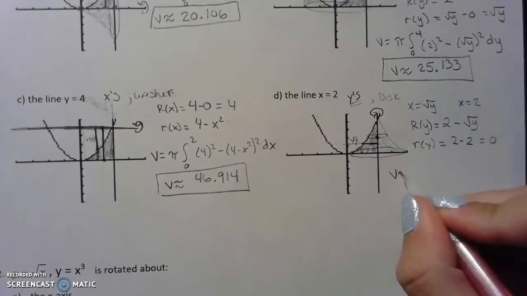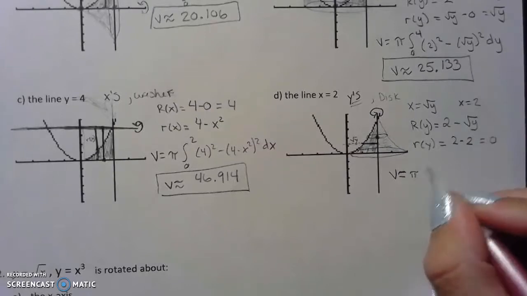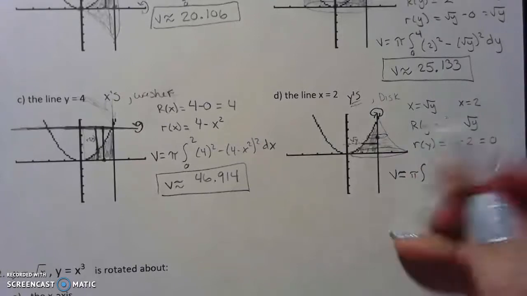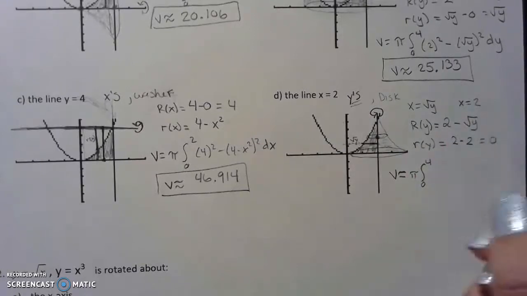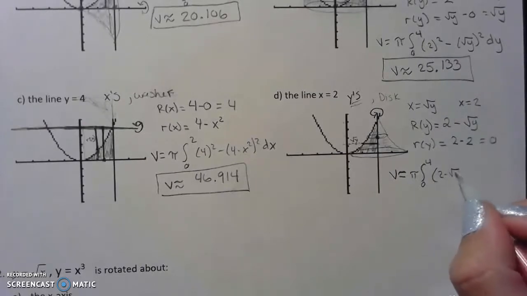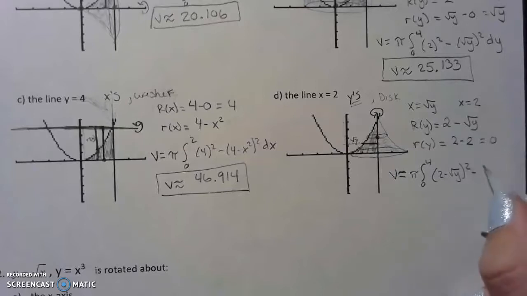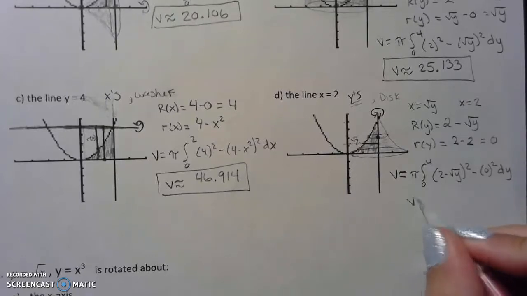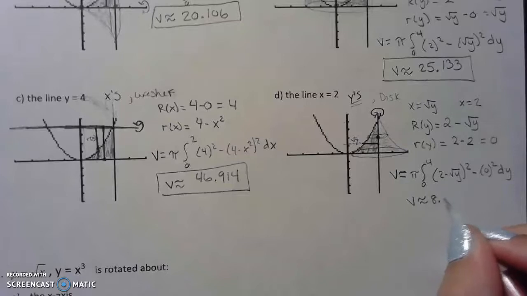So the volume is going to be equal to pi times the integral. Remember, this is in terms of y, so that means I'm using the lowest y to the highest y, 0 to 4. Then we're doing the outer radius, so 2 minus the square root of y, all squared, minus 0 squared, with respect to y. When we type this one into the calculator, we are going to get approximately 8.378.